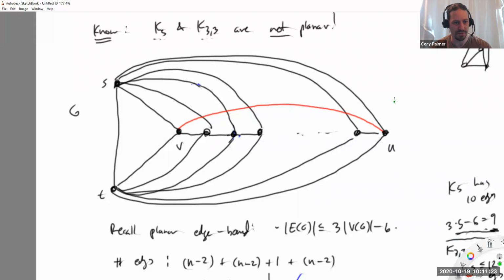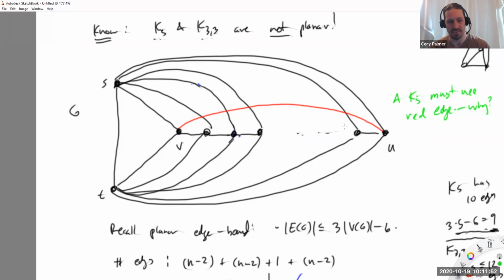So a K5 must use the red edge. Why? Why must a K5 use the red edge if it were a subgraph? Anybody see that? It's something to do with planarity. Forget other reasoning. If I remove the red edge, the graph is planar. Just look at the drawing there, right?